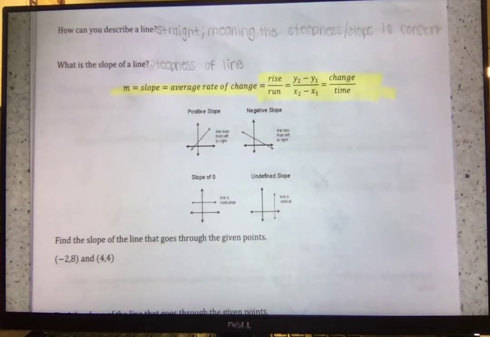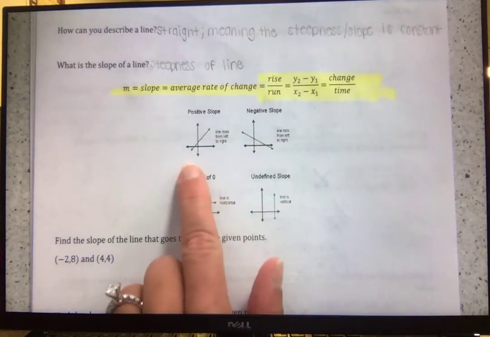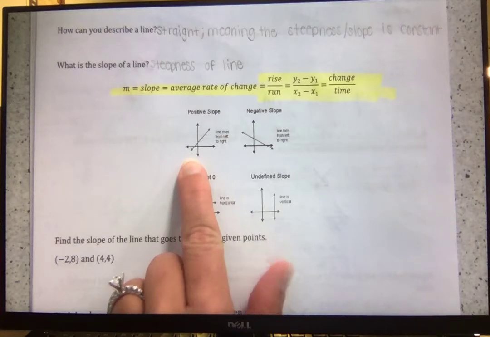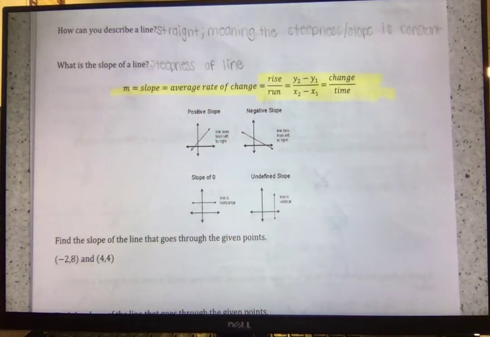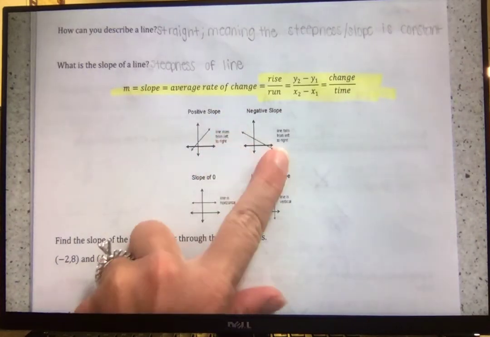So slope is just a number. For that number, we have different options. I could have a positive slope, a positive number. That means if I read my graph from left to right, because we read in English from left to right, that the graph is going to go upward. If it's a negative slope, looking at it from left to right means it's going to be going downward.